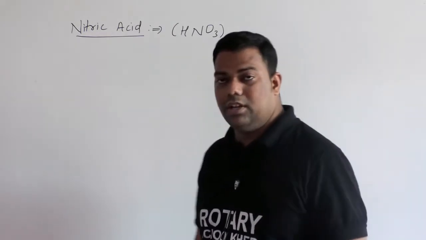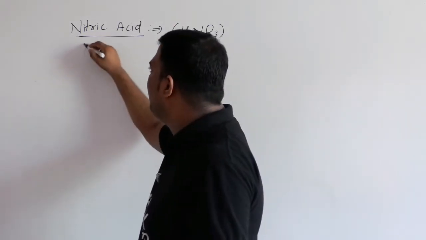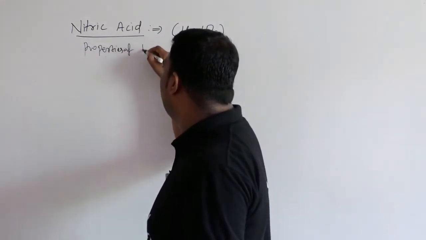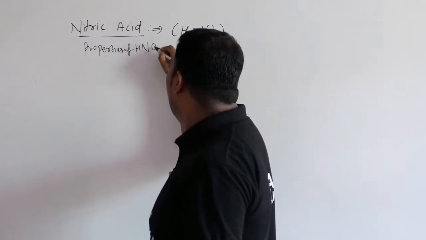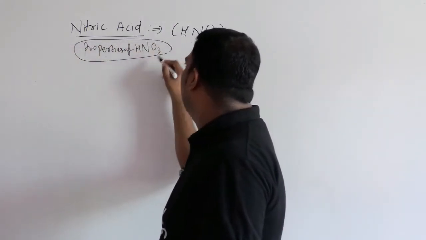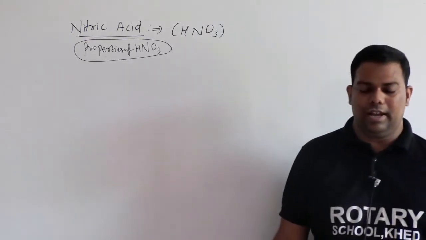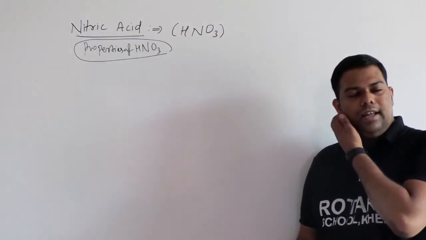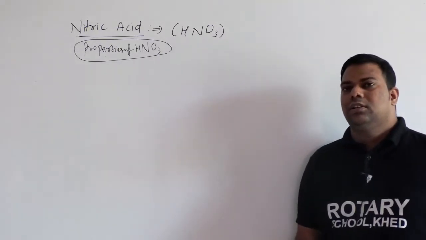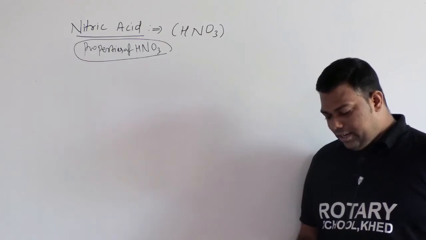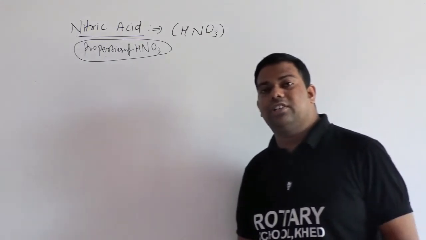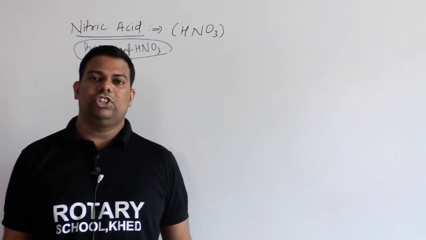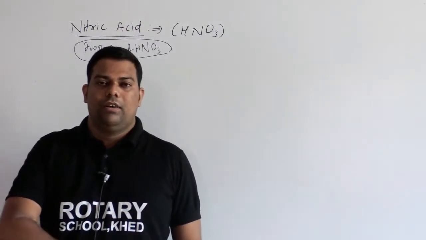Physical properties. We can write the properties of HNO3. So the first important property regarding your HNO3 is what? Laboratory grade nitric acid contains 68% of nitric acid. How much, beta? 68% of nitric acid by mass.